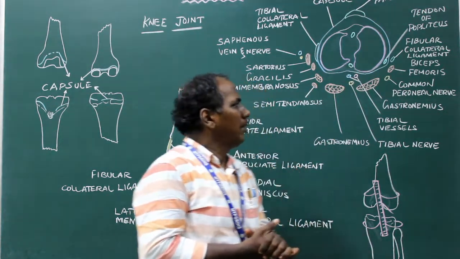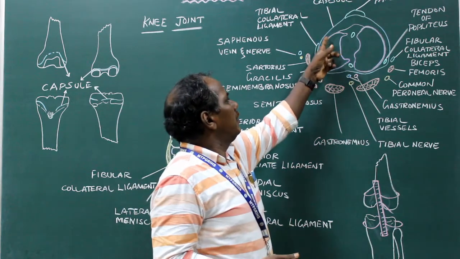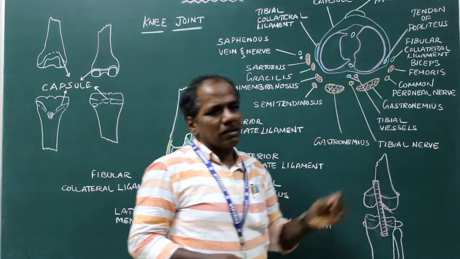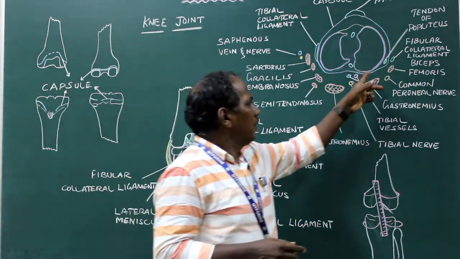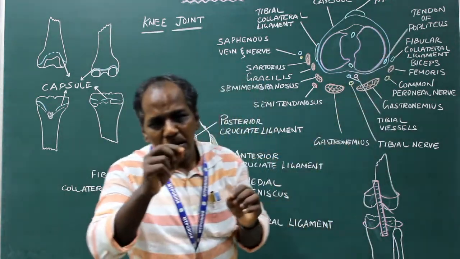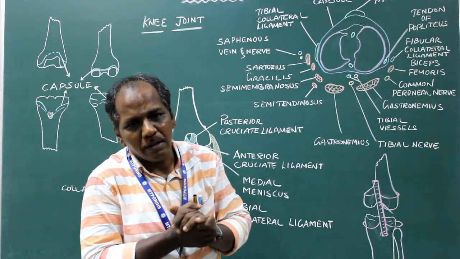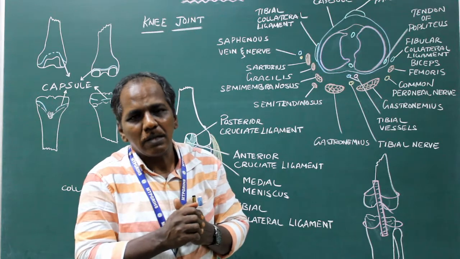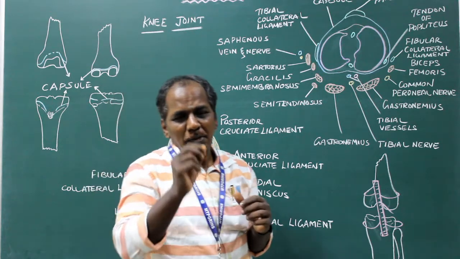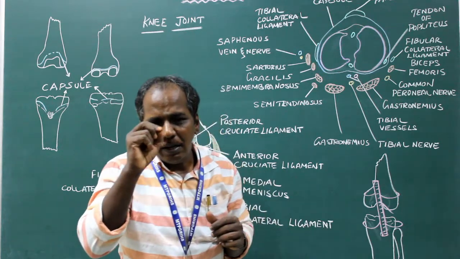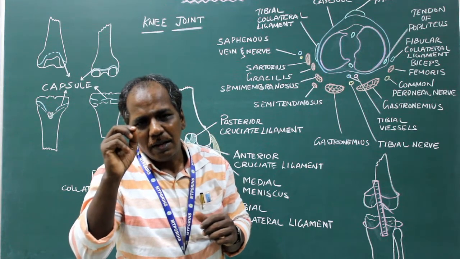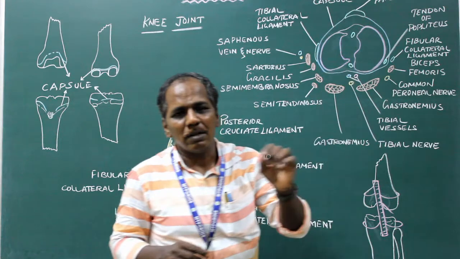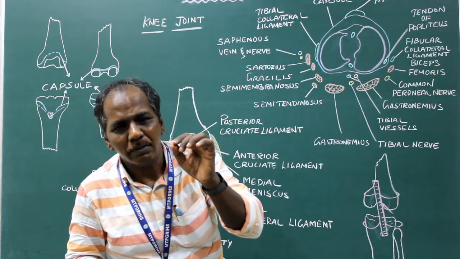The outer margins of the medial and lateral menisci are attached to the margin of the articular surface of the condyles by short vertical ligaments known as coronary ligaments. So coronary ligaments are vertical ligamentous fibers which attach the meniscus to the medial and lateral condyles of the tibia.